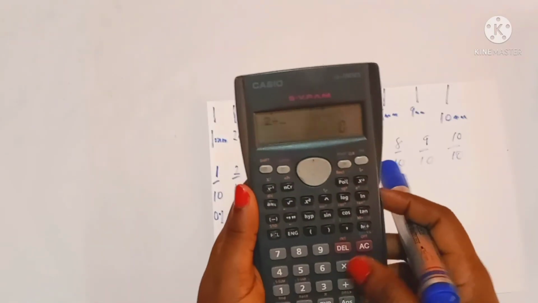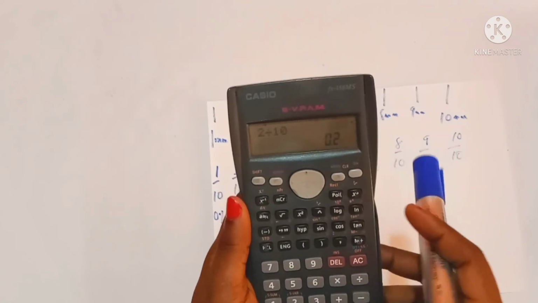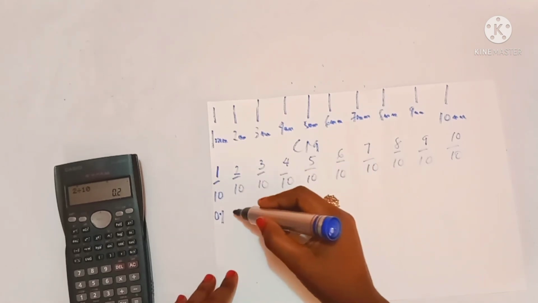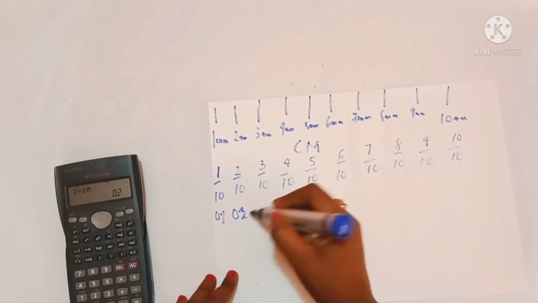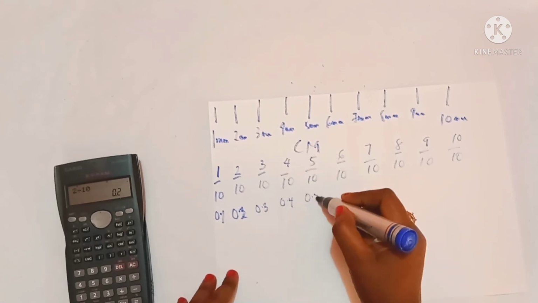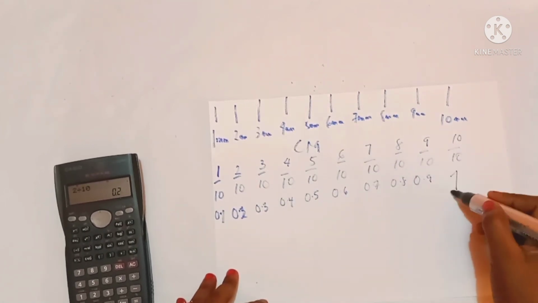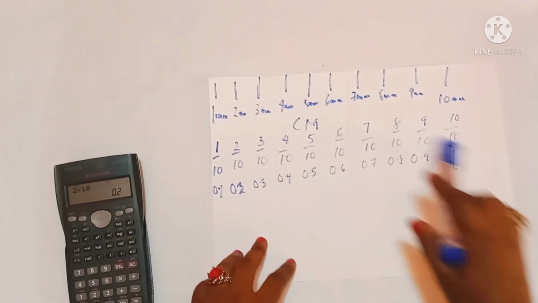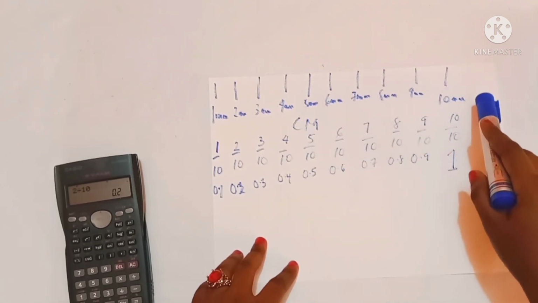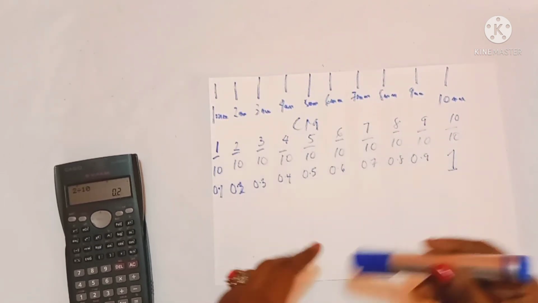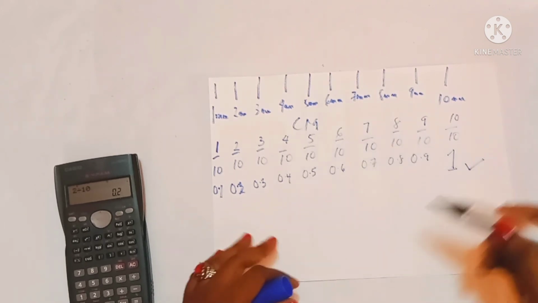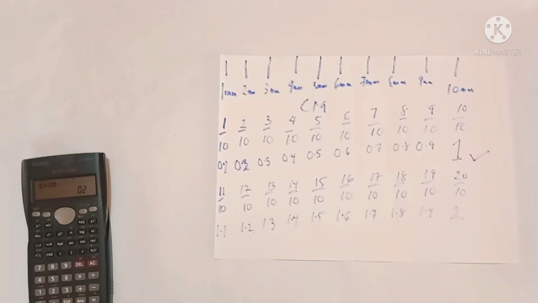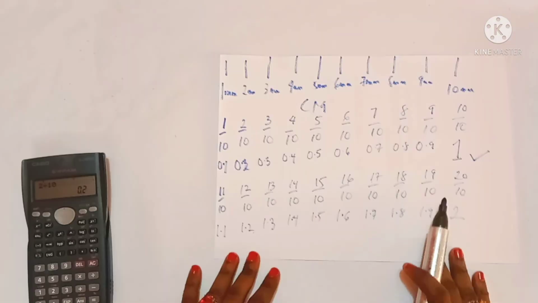2 divided by 10 is 0.2. 0.3. So guys, this is what we have. Converting all these numbers here from millimeters to centimeters will give us this. So if you count further, this is what you'll be having.